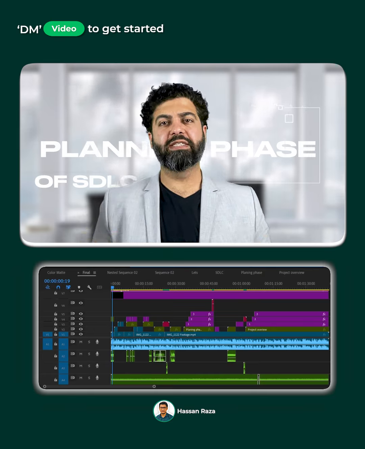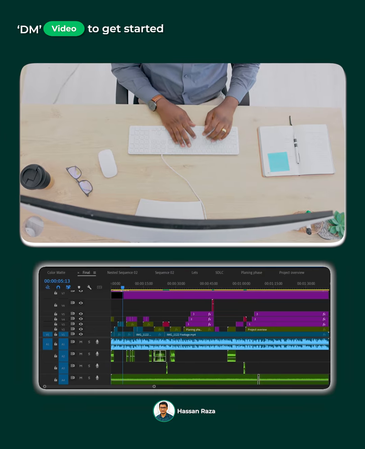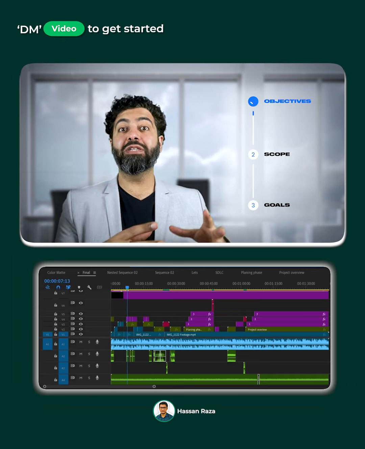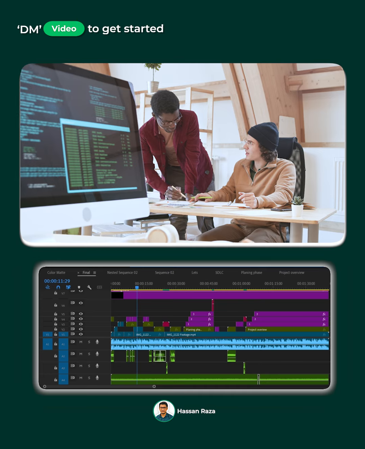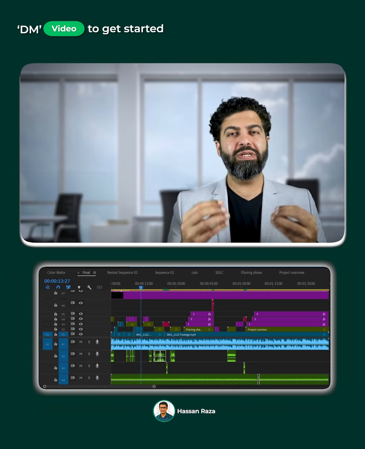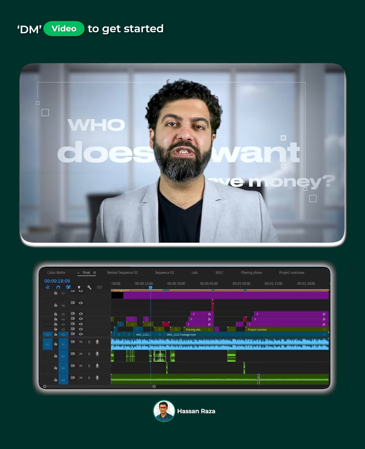Welcome to the planning phase. This phase is critical as it sets the foundation for the entire software project. It is where we define the project's objectives, scope, and goals. Effective planning ensures that we have a clear roadmap to follow, which helps us in managing our resources, time, and budget. Again, who doesn't want to save on money, right?